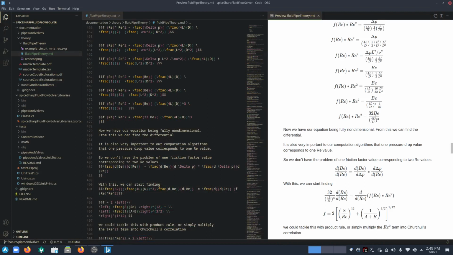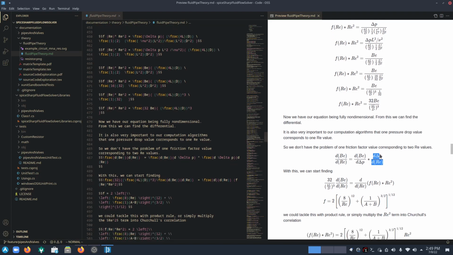If I move all of these terms to the left hand side and then we just use a numerical algorithm to differentiate this, then you will be able to easily get dBe dRe. And to get the dDelta PDRE, which is the desired term here, we make this the subject and then shift everything to the left hand side, and we should be fine.